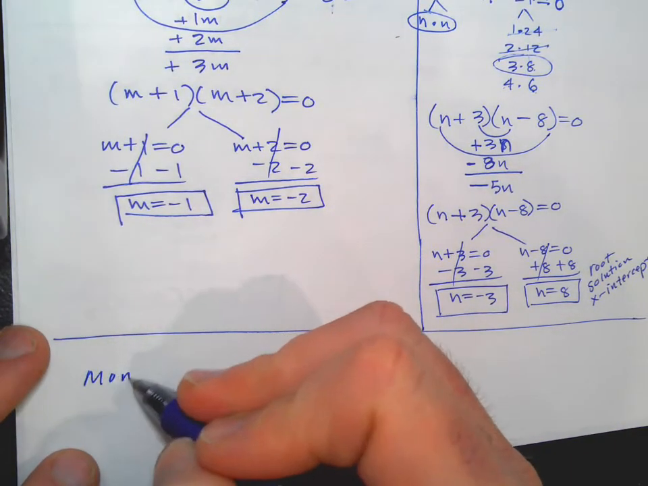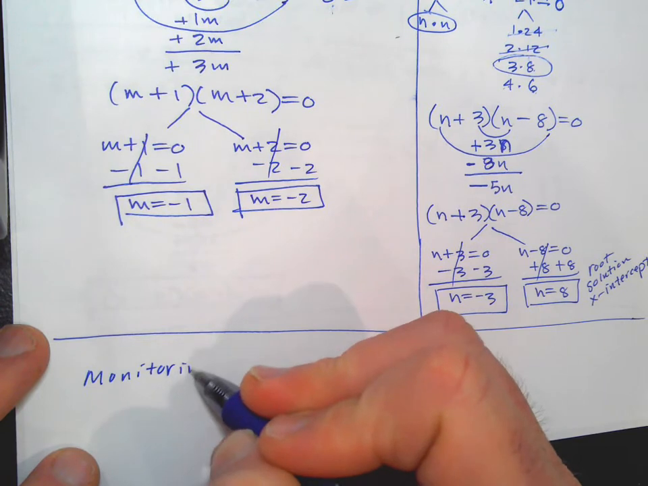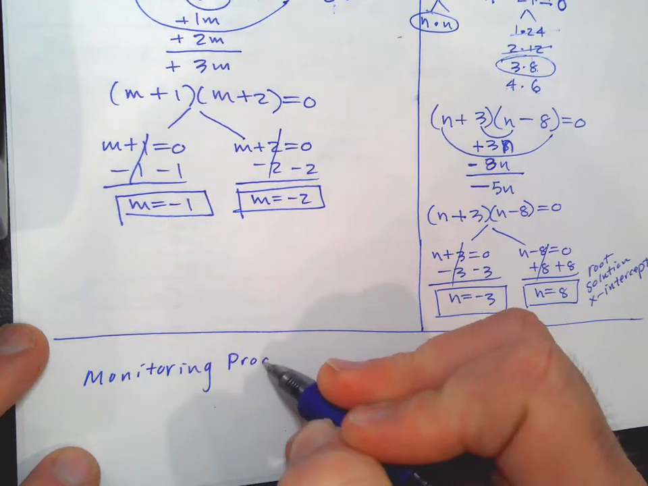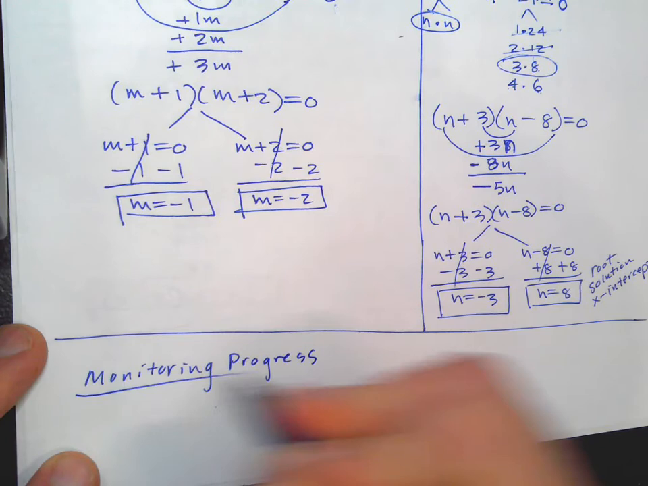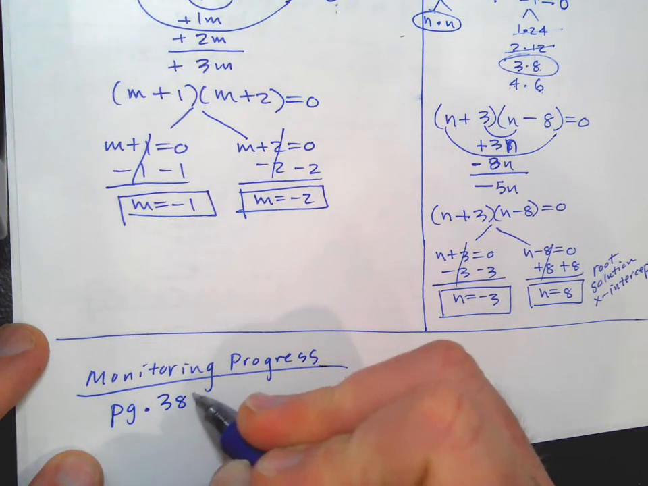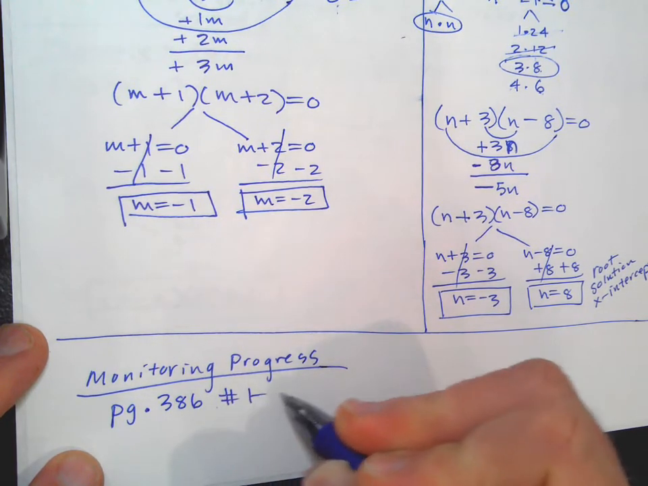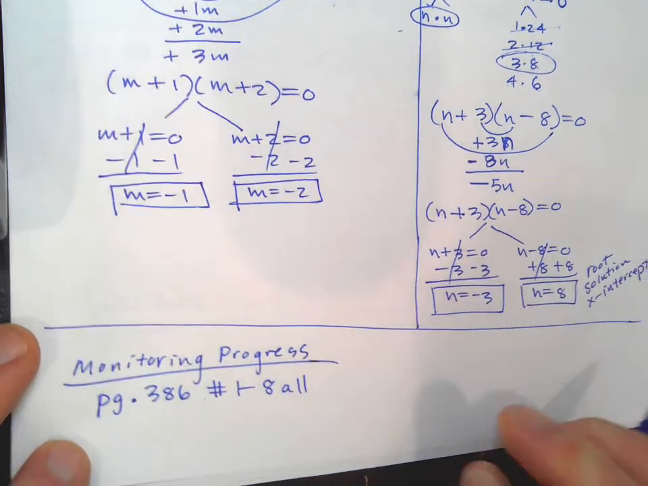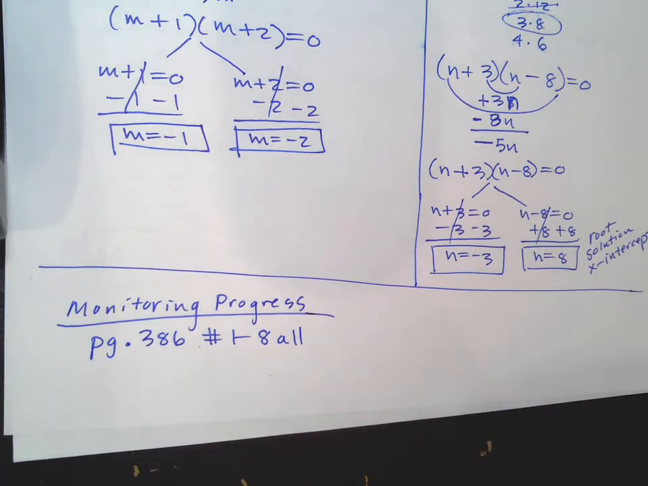Today you need to do your monitoring progress for this section of the book. It starts on page 386. We're going to do problems 1 through 8, all. You should get these 100% right, because if you're not sure or you're getting stuck, there's a little blue arrow next to each of these problems if you're using the online version of Big Ideas, and there's a video that shows you exactly how to do each of the problems beginning to end. That'd be good to figure out now.